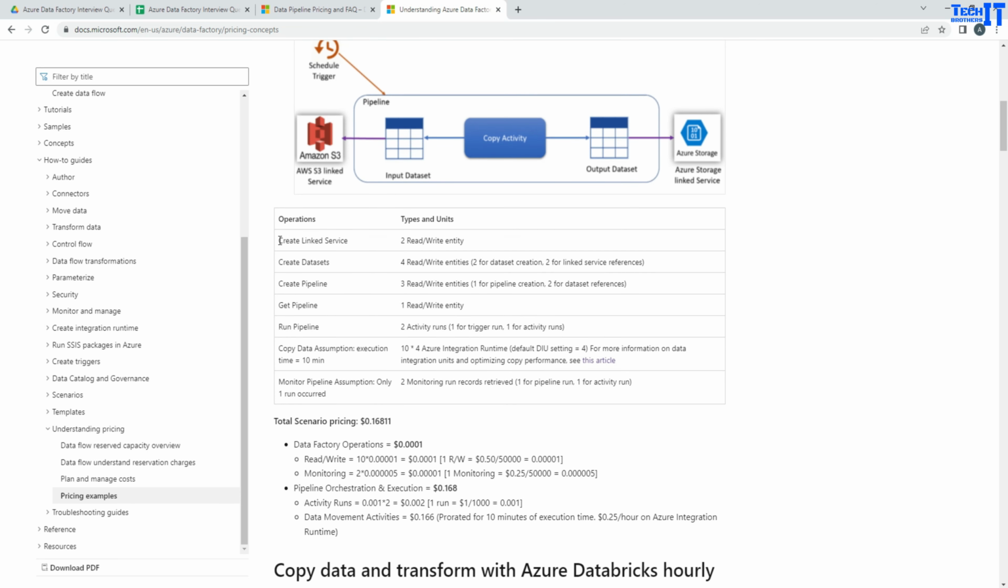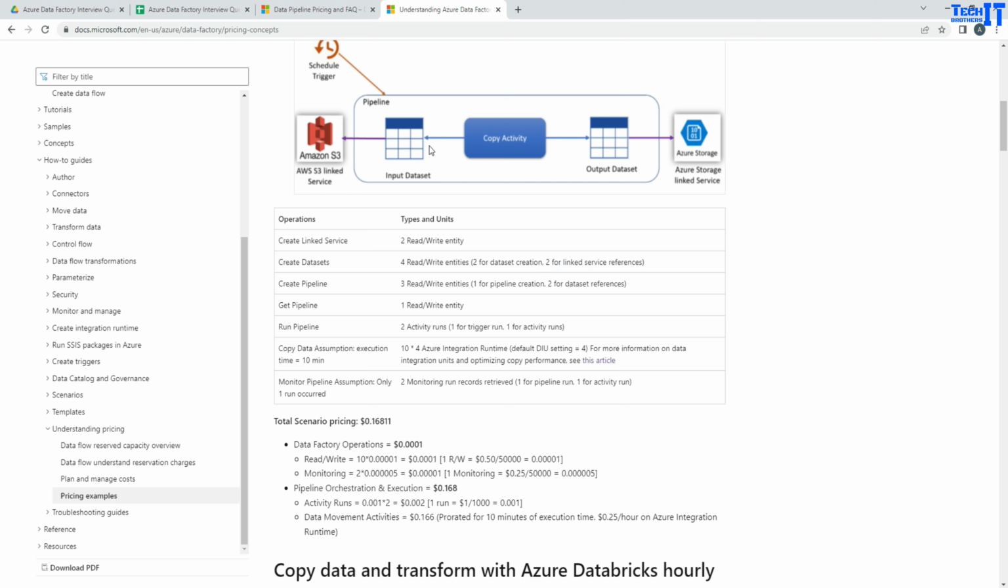So first of all, create linked service. There are charges for that one, and in this case, if you notice, we have two linked services. One is Amazon S3, another one is Azure Blob storage. So there are two entities for linked services, right? And then we have create data sets. So there are 4 read-write entities, 2 for data set creation and 2 for linked services reference.